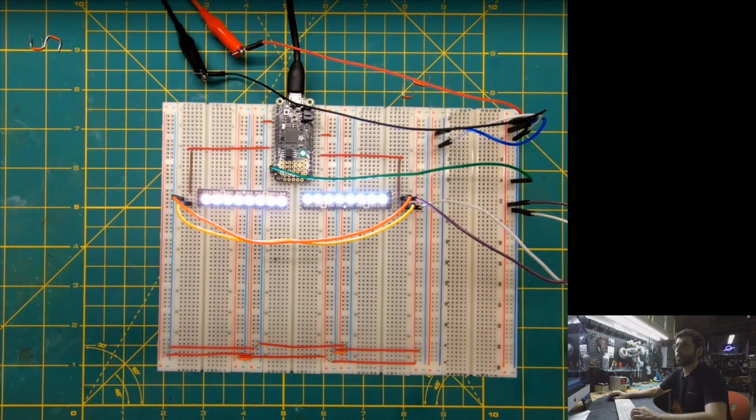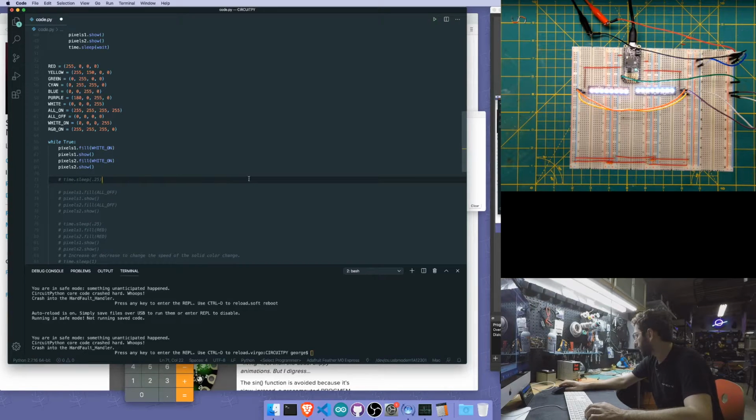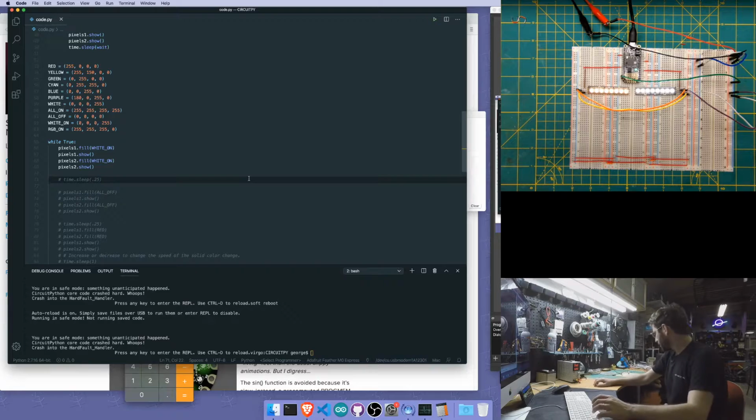Let's see what that does. White on. Let's see what this does for both our power and our brightness. So right now I'm at 0.55 amps. Yeah, more than half it dropped. We're down to 0.22. But the brightness is significantly lower.